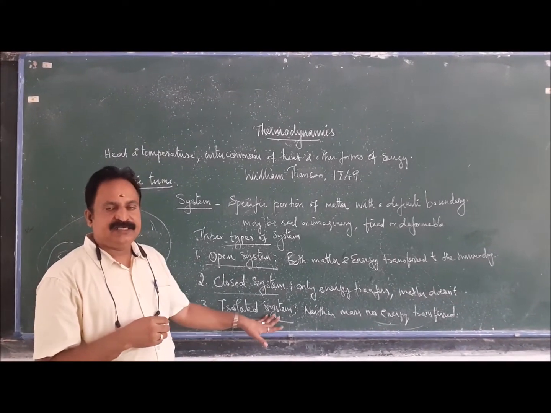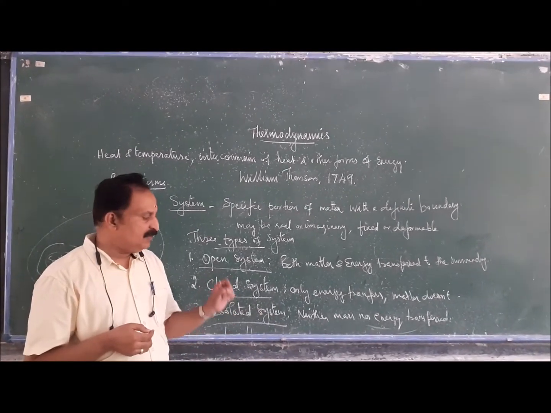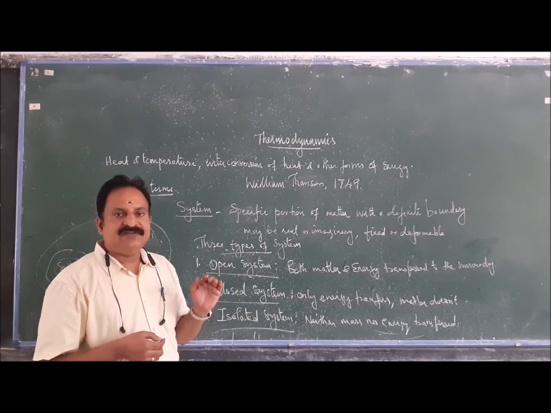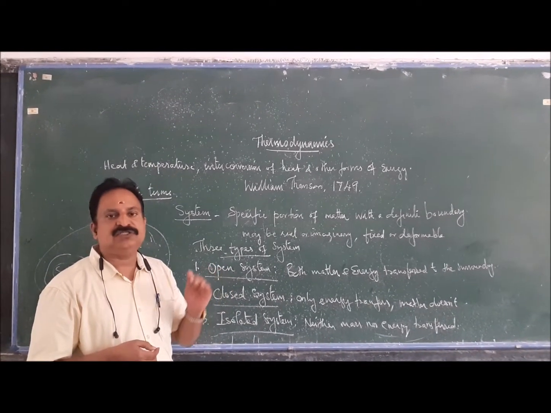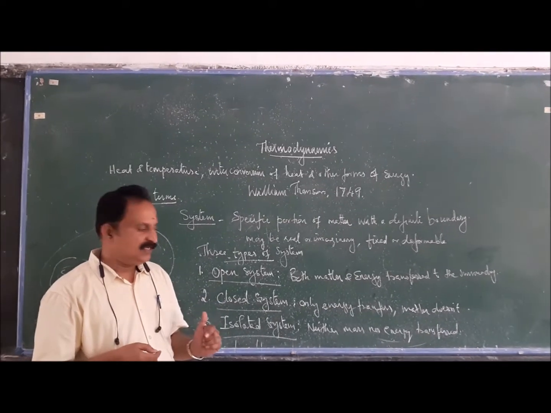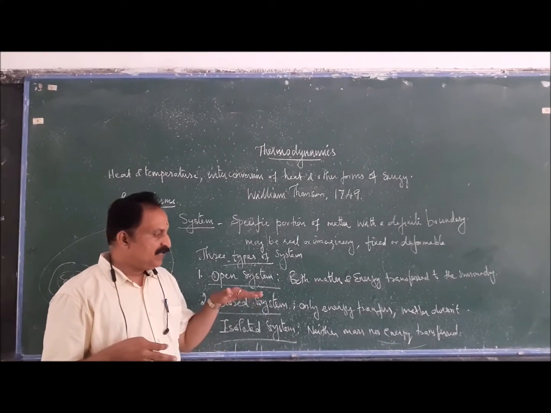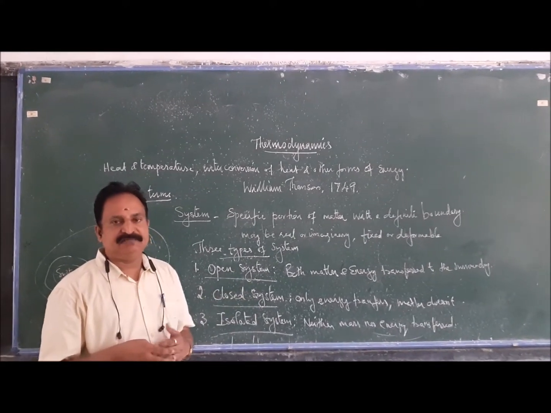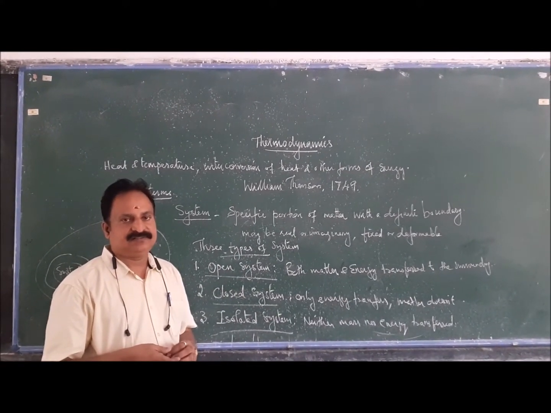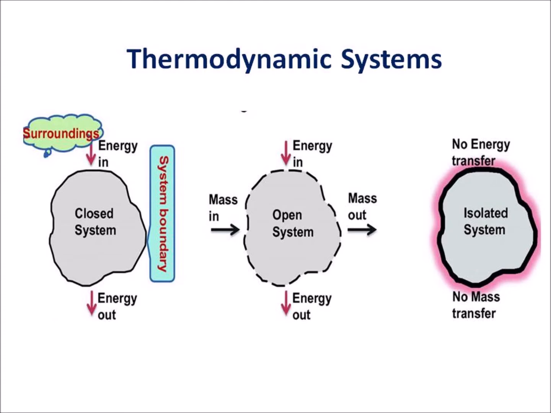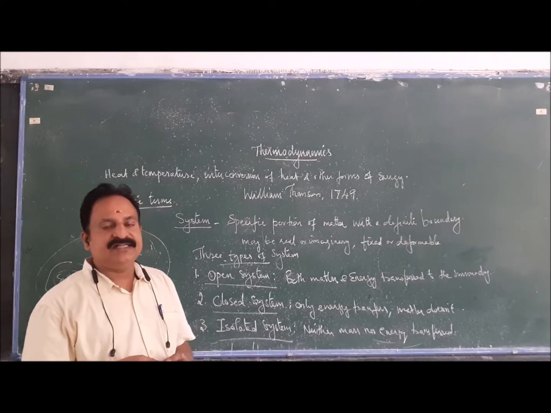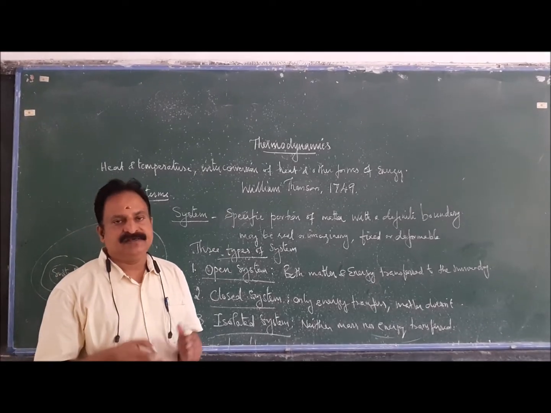Third one is the isolated system. The system which can exchange neither matter nor energy with the surroundings is called an isolated system. An example of an isolated system is a thermos flask. This diagram shows the three types of system: closed system, open system and isolated system. Next we can see the thermodynamic processes.